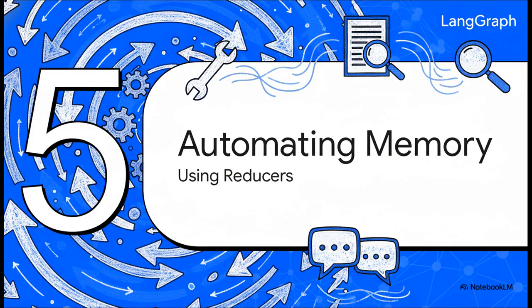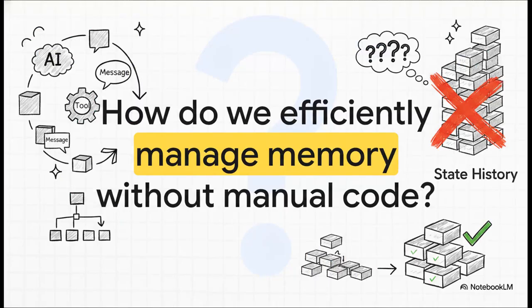Which brings us to Section 5, automating memory with reducers. Now, as the cyclic workflow runs, chatting back and forth with tools, we inevitably run into a major developer challenge. As the AI loops through actions, generating an AI message, calling a tool, getting a tool message back, evaluating it, that list of messages in our state is going to grow incredibly fast. And if we don't manage this well, the AI just forgets the context. So the big question is, how do we efficiently manage and retain this massive growing list of conversation history without having to write clunky code to manually append lists inside every single node?